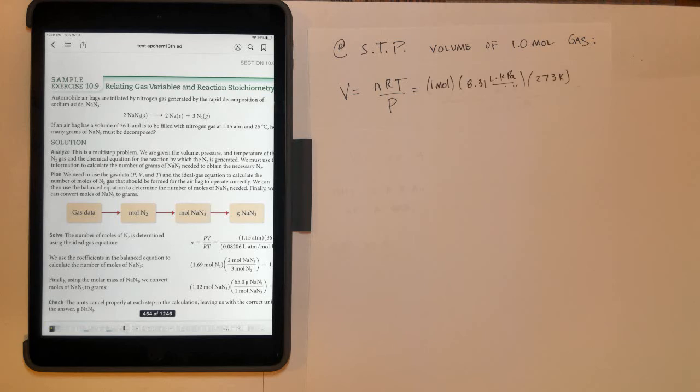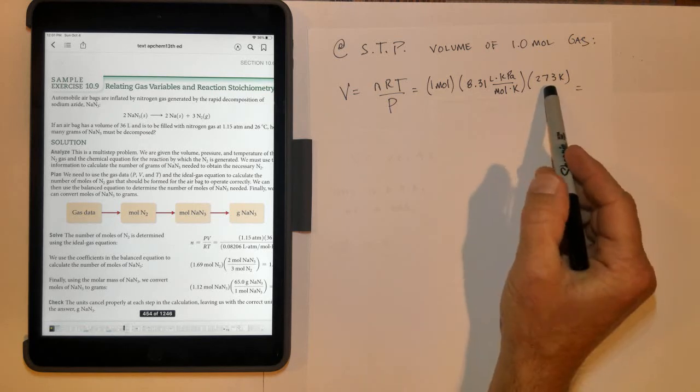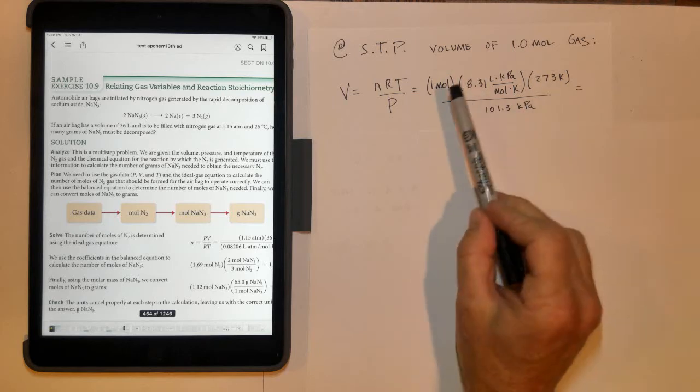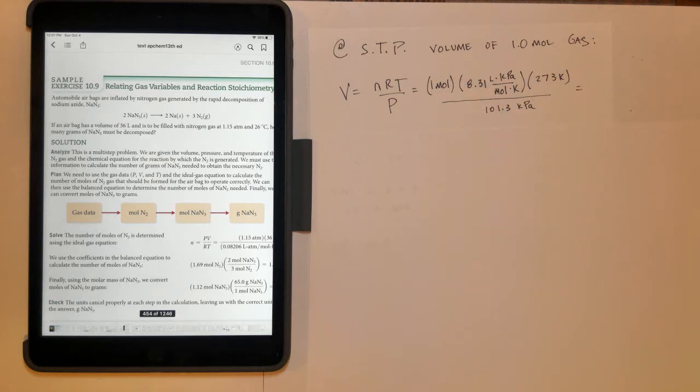And the number of moles would be 1 mole. And then R, I chose 8.31 liters times kilopascals per mole Kelvin. And then the temperature is 273 Kelvin because that's our standard temperature. And our standard pressure would be 101.3 kPa because that's what standard pressure is. So if you take these numbers and put them into your calculator and push the button, no matter what units of pressure you use, as long as you match them up with the correct R unit value, you'll end up with 22.4 liters.